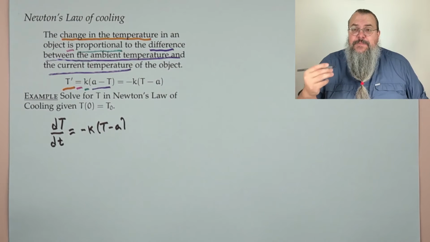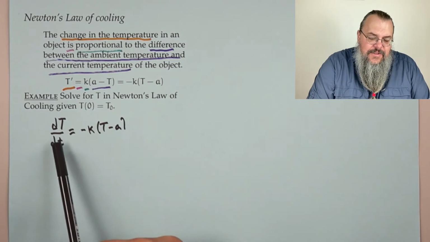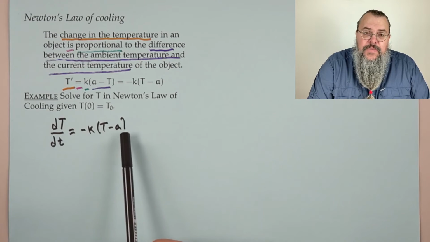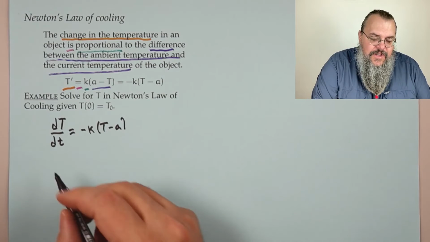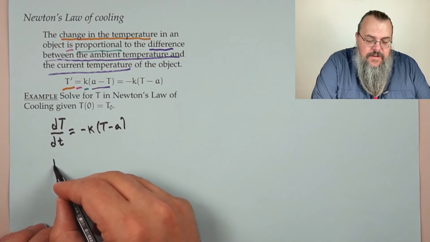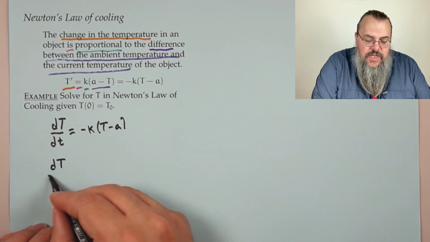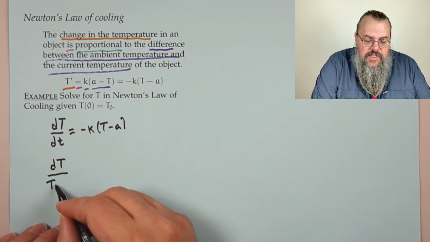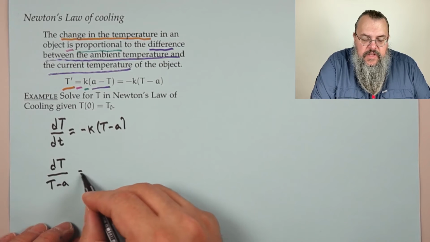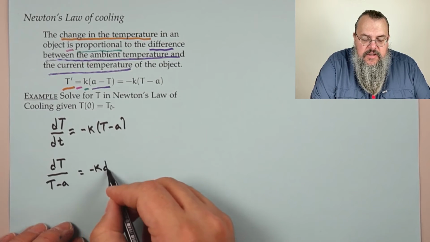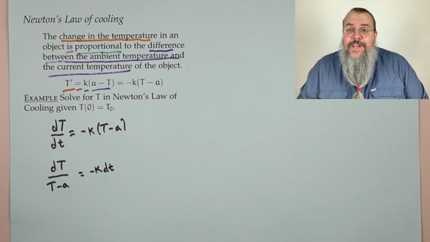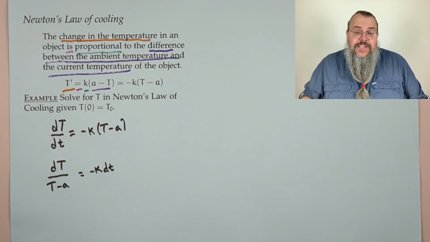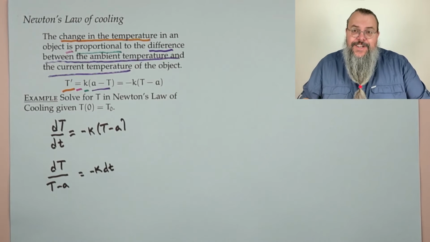Okay, so is this separable? Well, yeah, it's actually pretty easy to separate because there's no little t, and this can be moved across. So we say, okay, this is the same as dT, change in temperature, over T minus A is equal to minus k dt. So there we go. We have successfully separated.